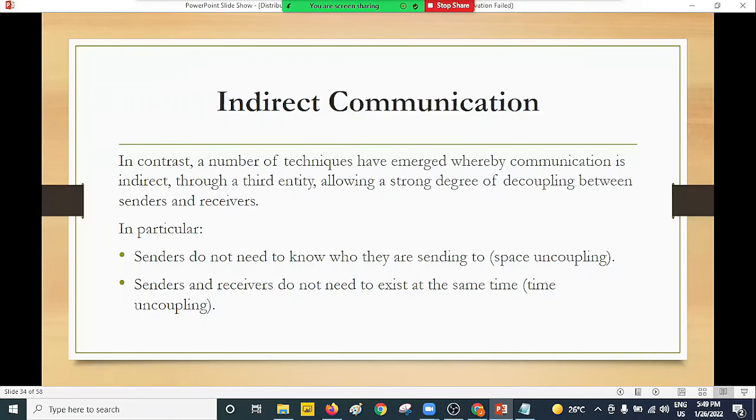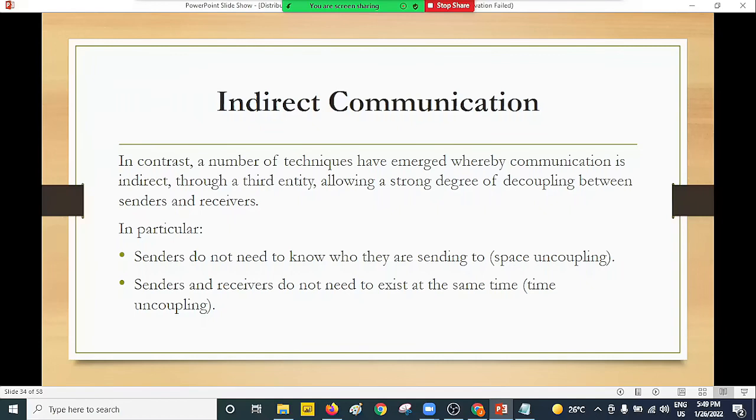Decoupling means there's no need of knowing whether a sender and receiver is there, so you decouple the engagement. In particular, senders do not need to know who they are sending to, what we refer to as space coupling, and of course the time frame. Senders and receivers do not need to know the existence of each other.